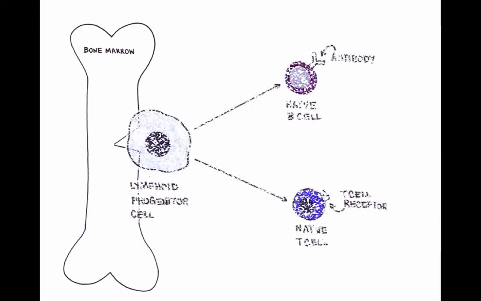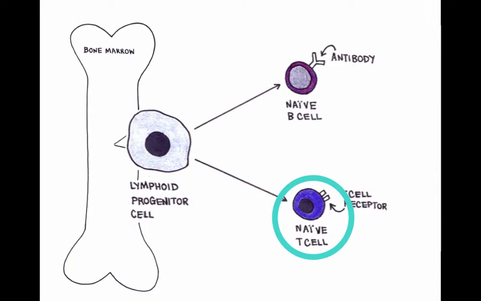So, within the bone marrow are lymphoid progenitor cells. These can give rise to naive B cells and naive T cells. The bone marrow forms part of the primary immune system along with the thymus. We'll look at T cells first.